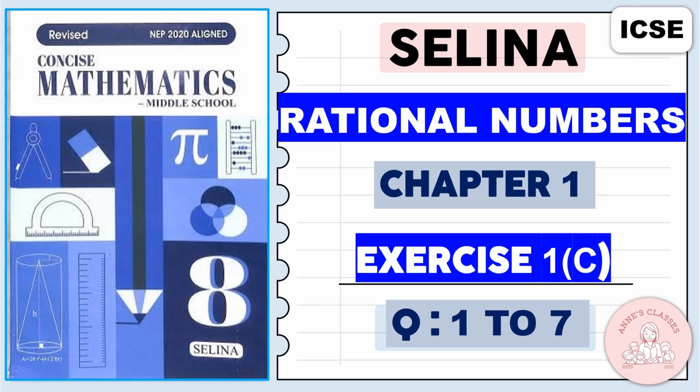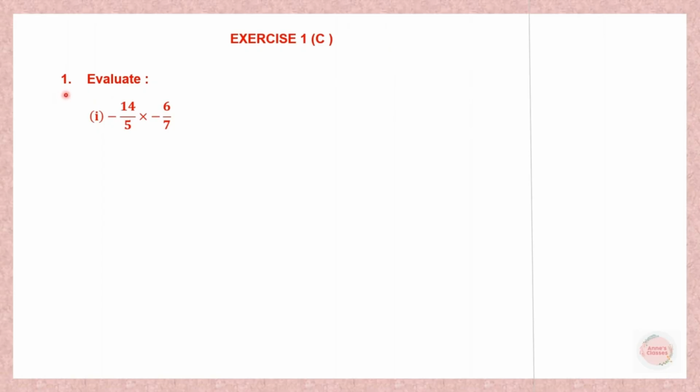Let's do rational numbers, chapter 1, exercise 1C. And we are with the first question, evaluate. What's the meaning of evaluate? Solve what is given here. And here we've been given the operation multiplication. That means we have to multiply these two rational numbers. So here, let's write this down as minus 14 by 5 into minus 6 by 7.